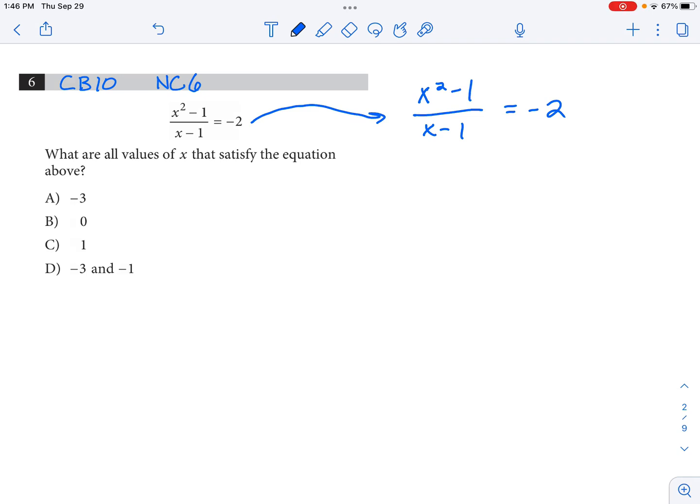College Board 10, no calculator number 6. In this problem, we're given an equation, (x squared minus 1) over (x minus 1) equals negative 2, and we're asked what are all values of x that satisfy the equation above.